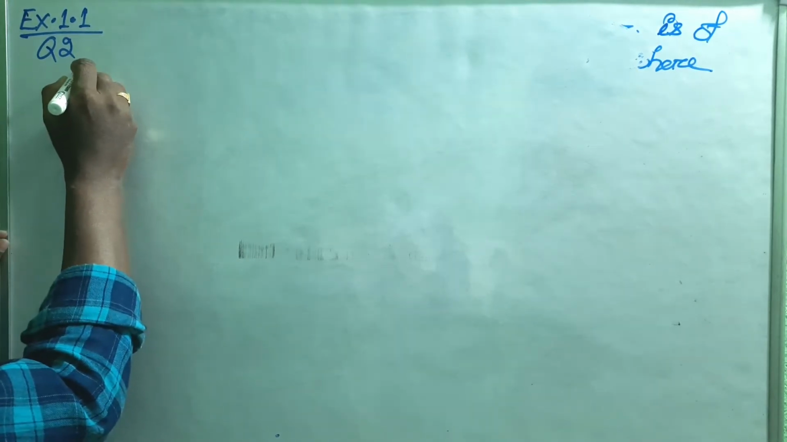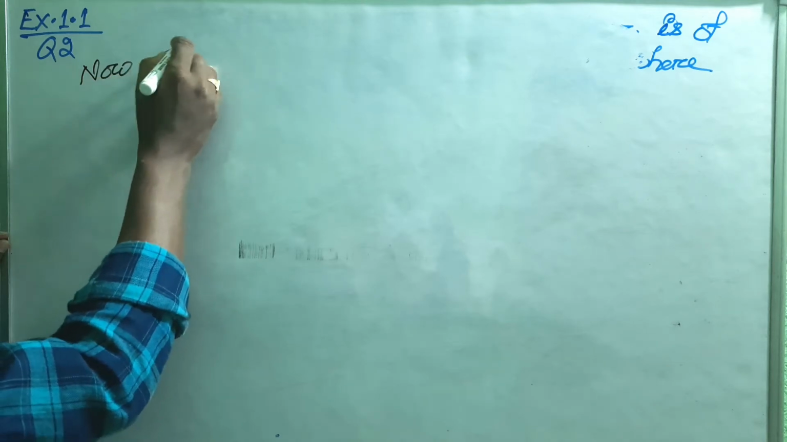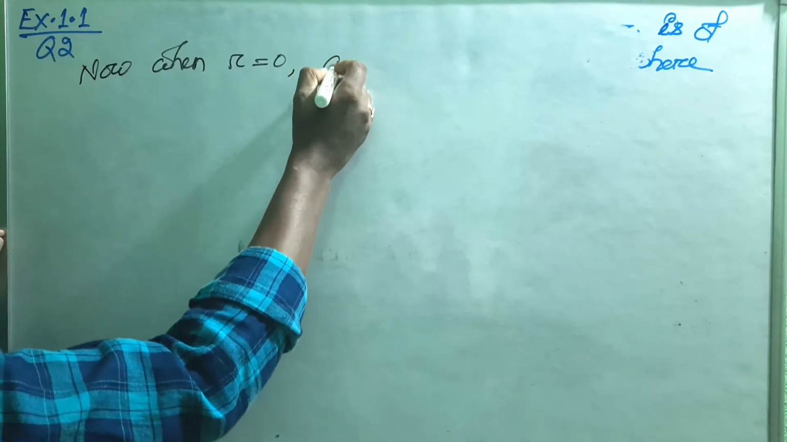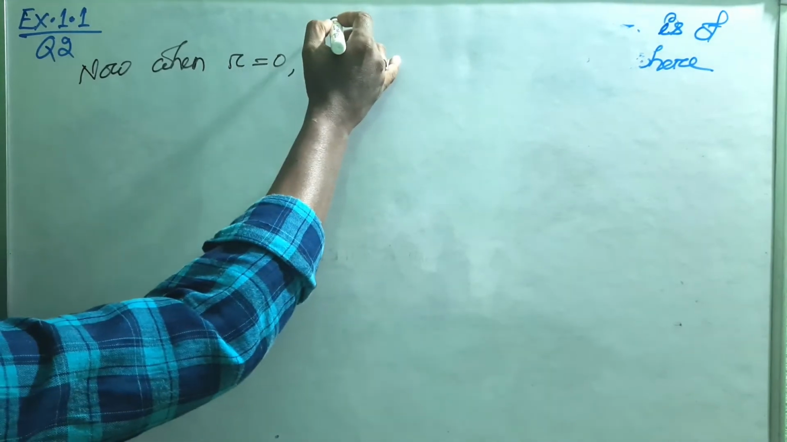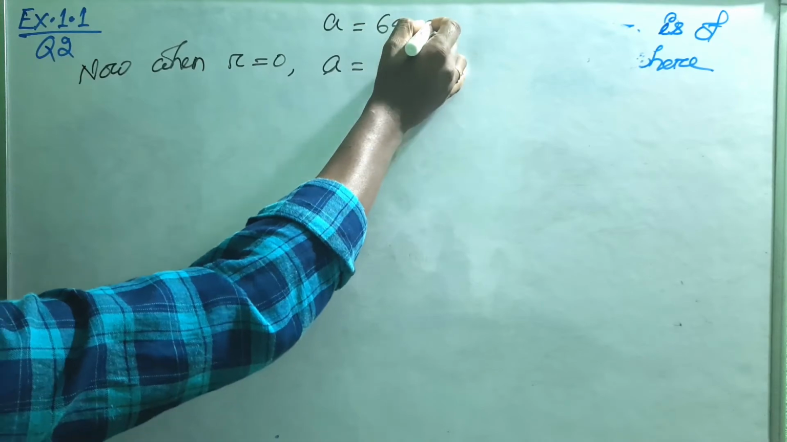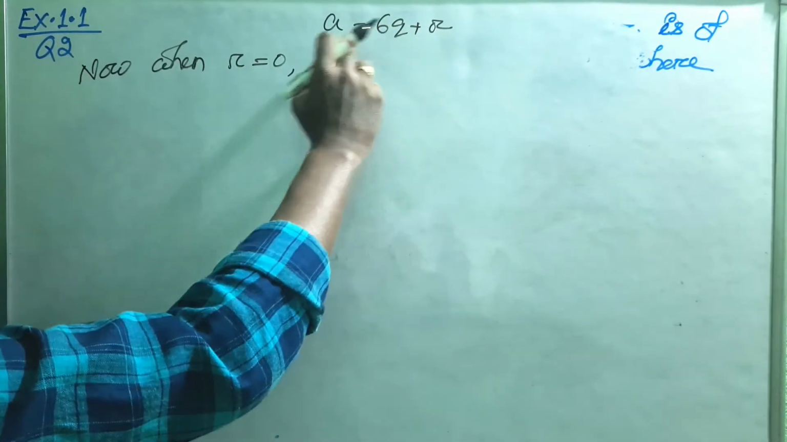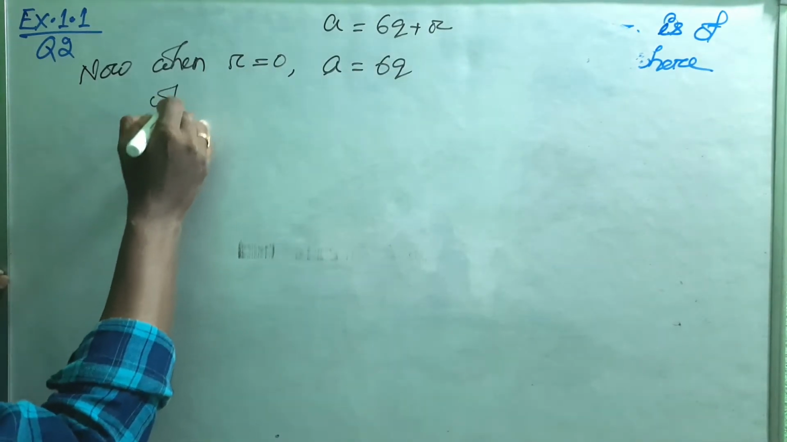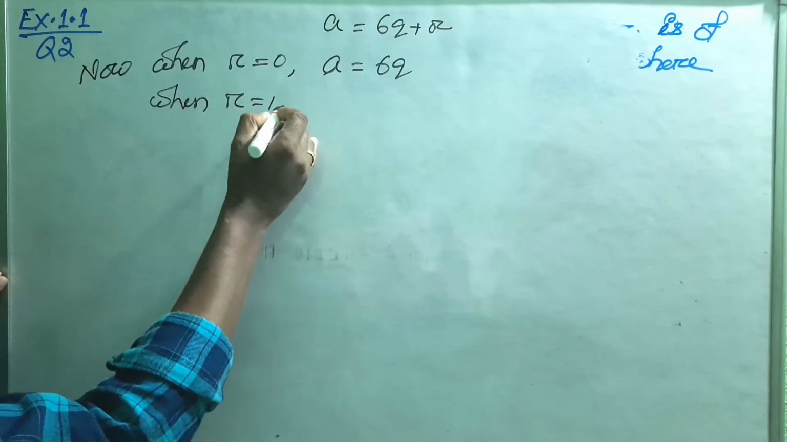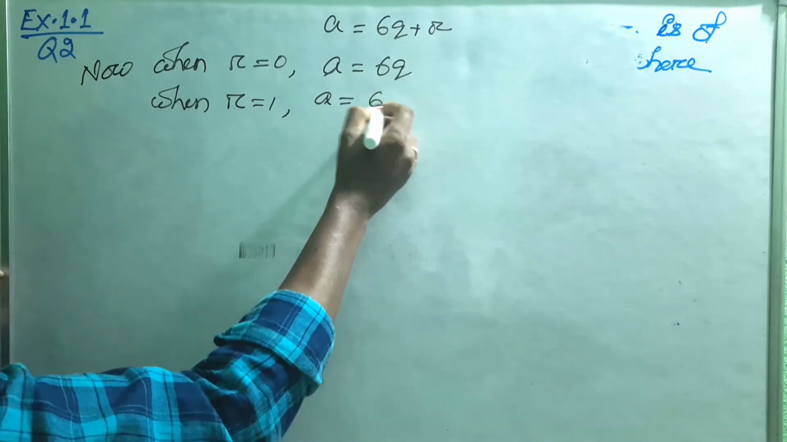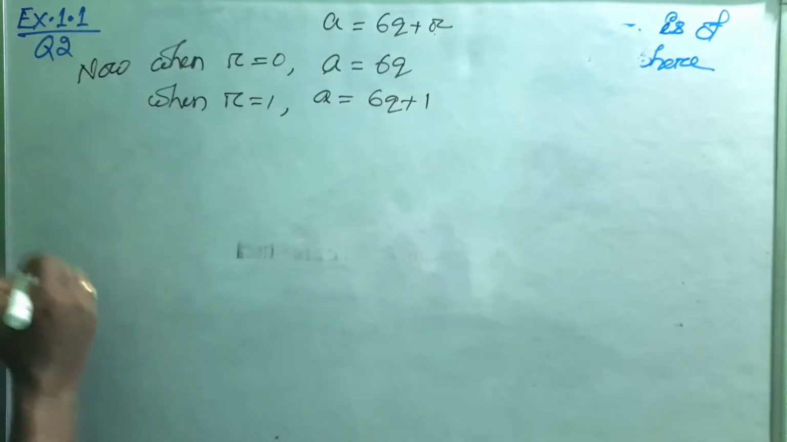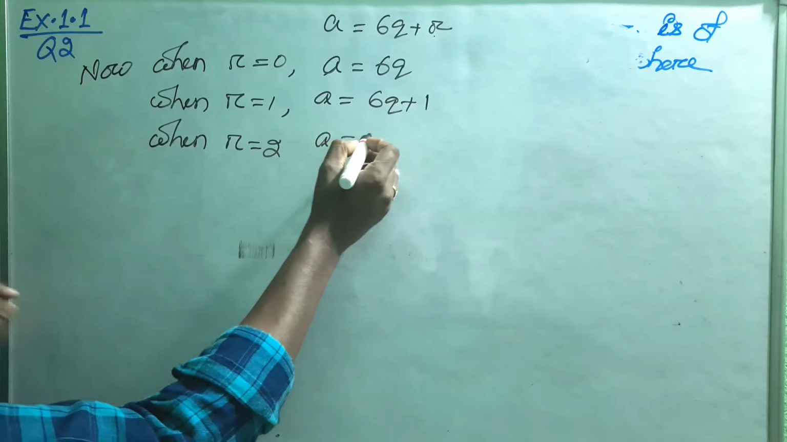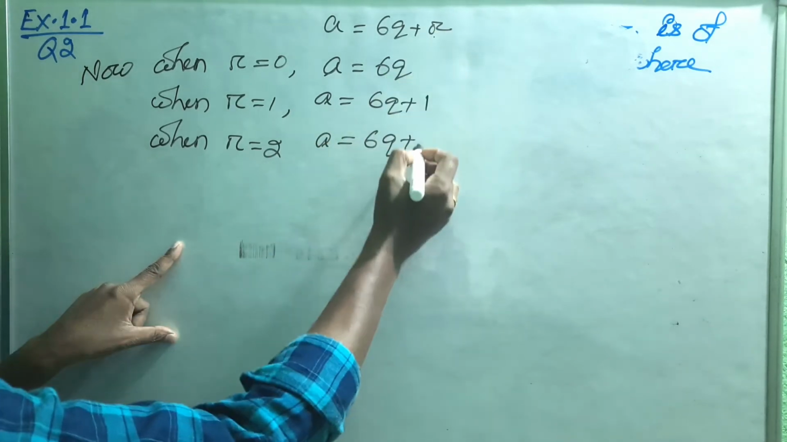Now write down. When r is equal to 0, a will be how much? You know a is equal to 6q plus r. So when r is equal to 0, a will be 6q. When r is equal to 1, a is equal to 6q plus 1. When r is equal to 2, a is equal to 6q plus 2.